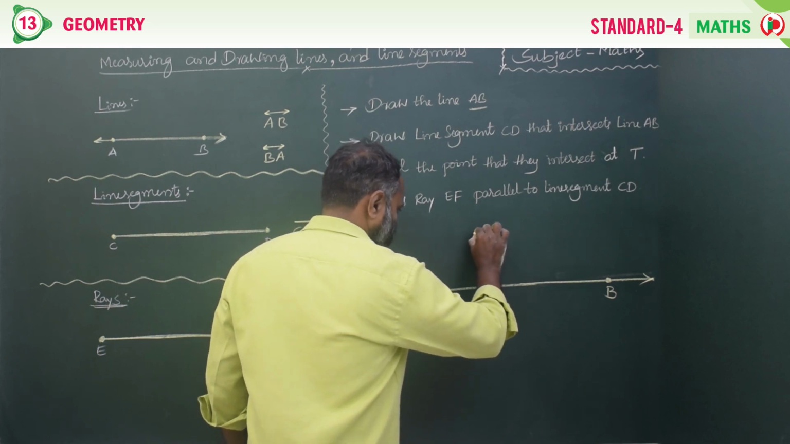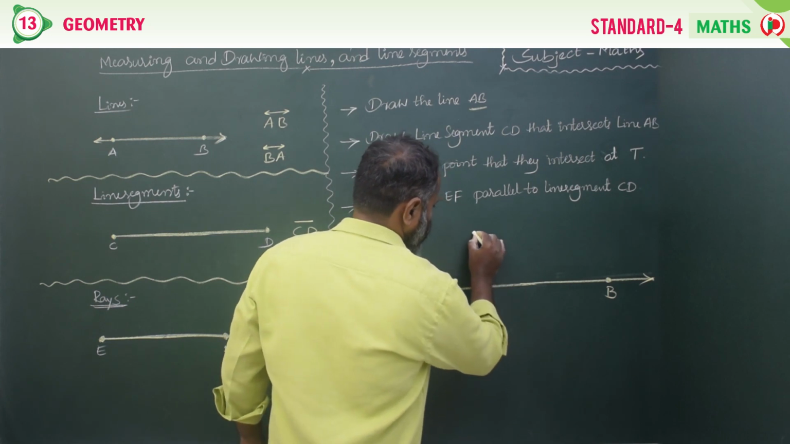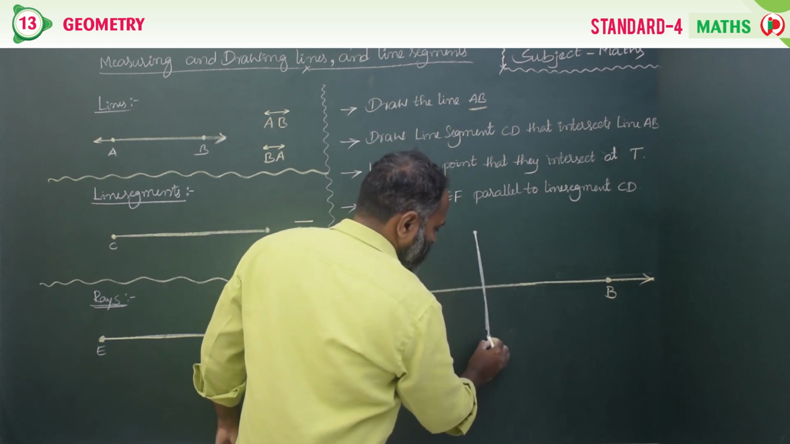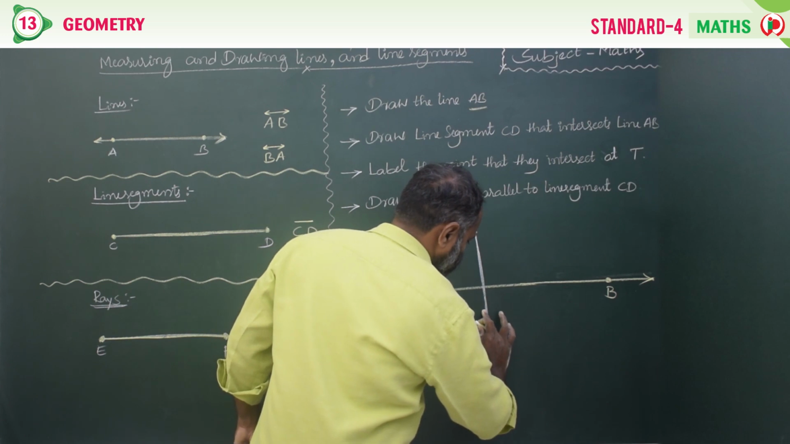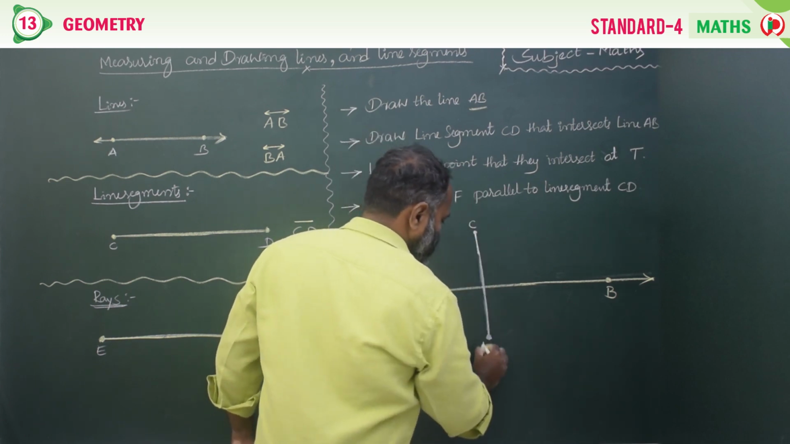Whatever the line segment, this is the line segment CD. CD is a line segment. So he is saying only CD. Draw CD as a line segment.